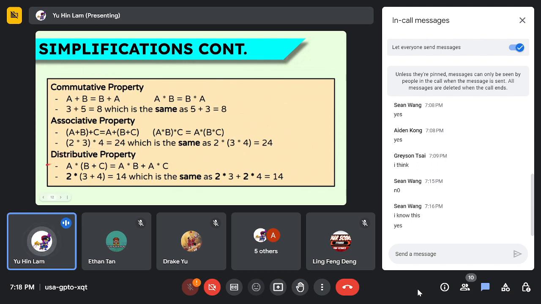And lastly, our distributive property. This just talks about how we can distribute a multiply on the outside into the parentheses on the inside. So for our example right here, 2 times a group of 3 plus 4, if we break it down, it's the same as if we distribute it. So 2 times 3 plus 2 times 4 is the same thing. This will be our distributive property.